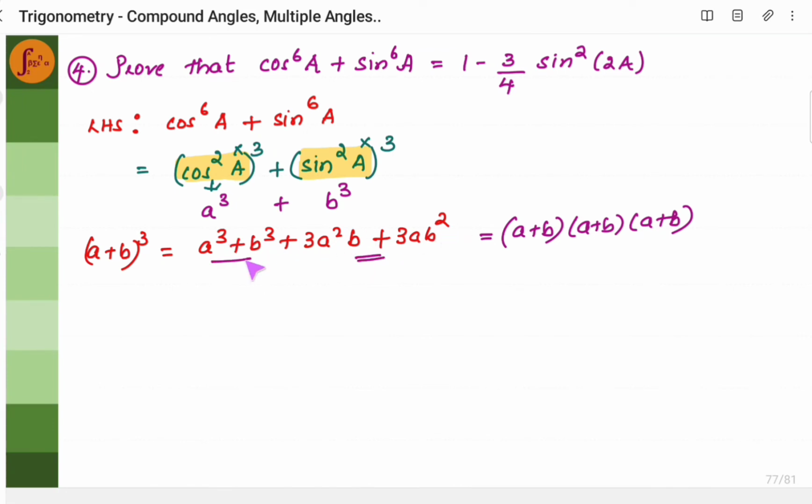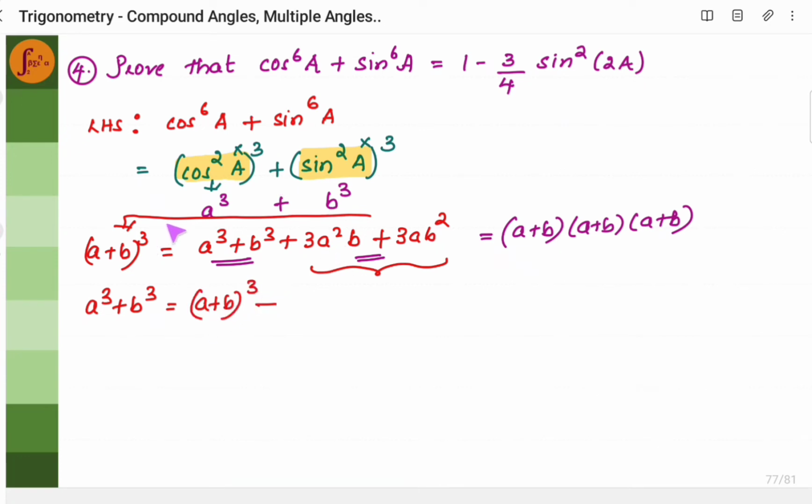Now, how do we find a cube plus b cube? Because we need to substitute a cube plus b cube here. So a cube plus b cube would be, let us shift this entire thing to this side, right? So we'll get (a plus b) the whole cube. When this goes to the other side, it will become minus 3a square b. And this one also comes to the other side, it will become minus 3ab square. Now instead of a, we have cos square A. Instead of b, we have sine square A.